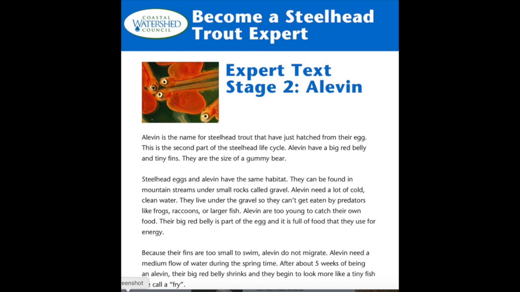Alvin are too young to catch their own food. Their big red belly is part of the egg and is full of food that they use for energy. Because their fins are too small to swim, alvin do not migrate. Alvin need medium flow of water during the springtime. After about 5 weeks of being an alvin, their big red belly shrinks and they begin to look more like a tiny fish we call a fry.